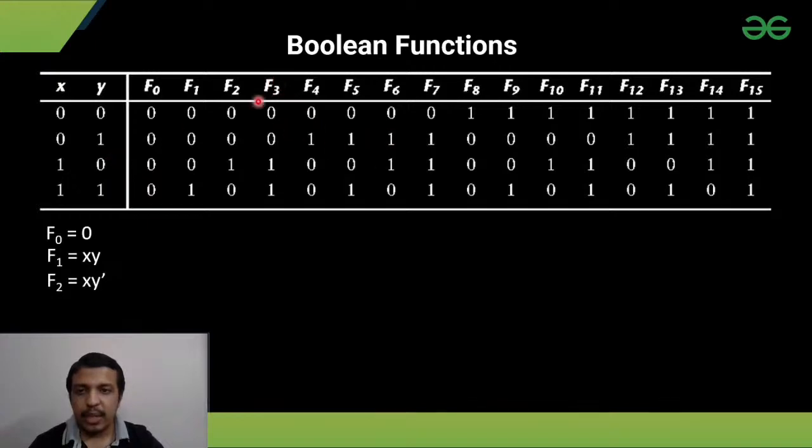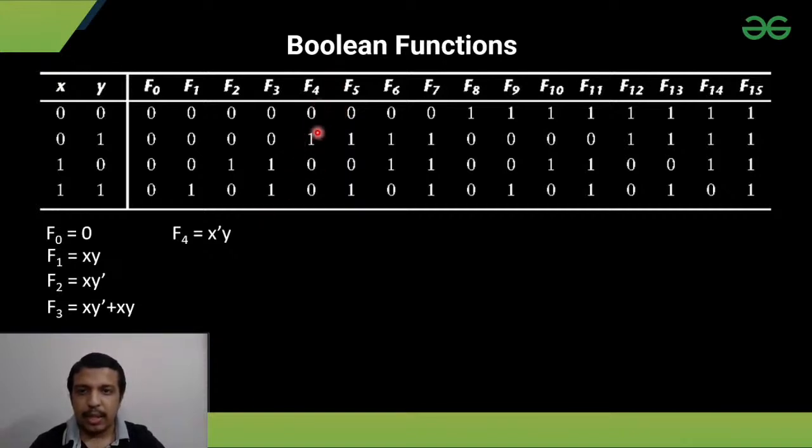Similarly for f3, we have two ones, and the first one is where x is 1 and y is 0. So this term gives us x y complement, and the second term gives us x y, x also 1 and y also 1. Similarly we can write for all the other functions also.